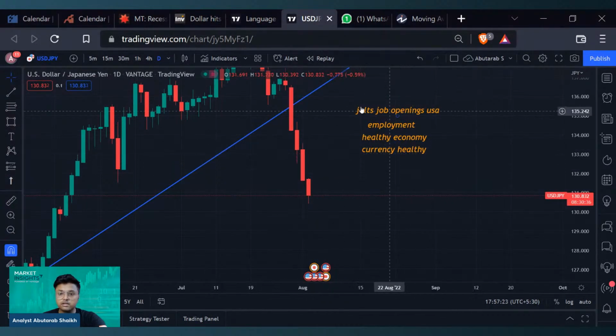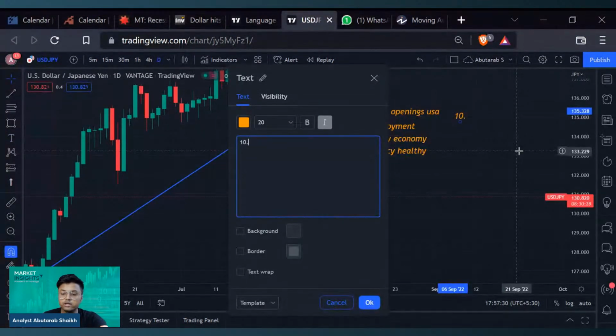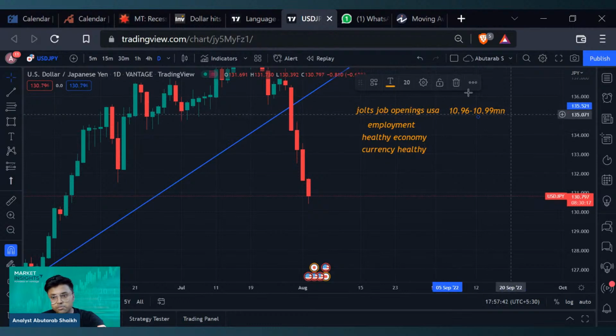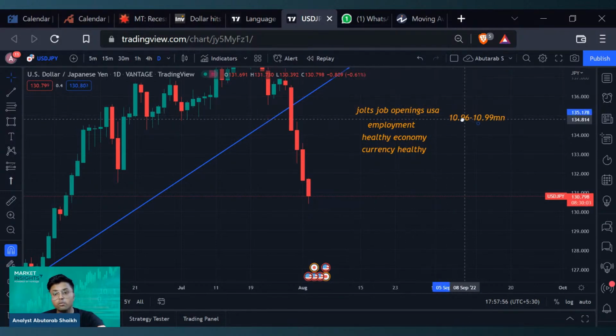But if the JOLTS job openings expectation is around 10.99 million job openings, and if it goes below this expectation, I don't suppose it will go below this expectation, but it will go below the previous data of job openings, like the June data of job openings. It will go below that.